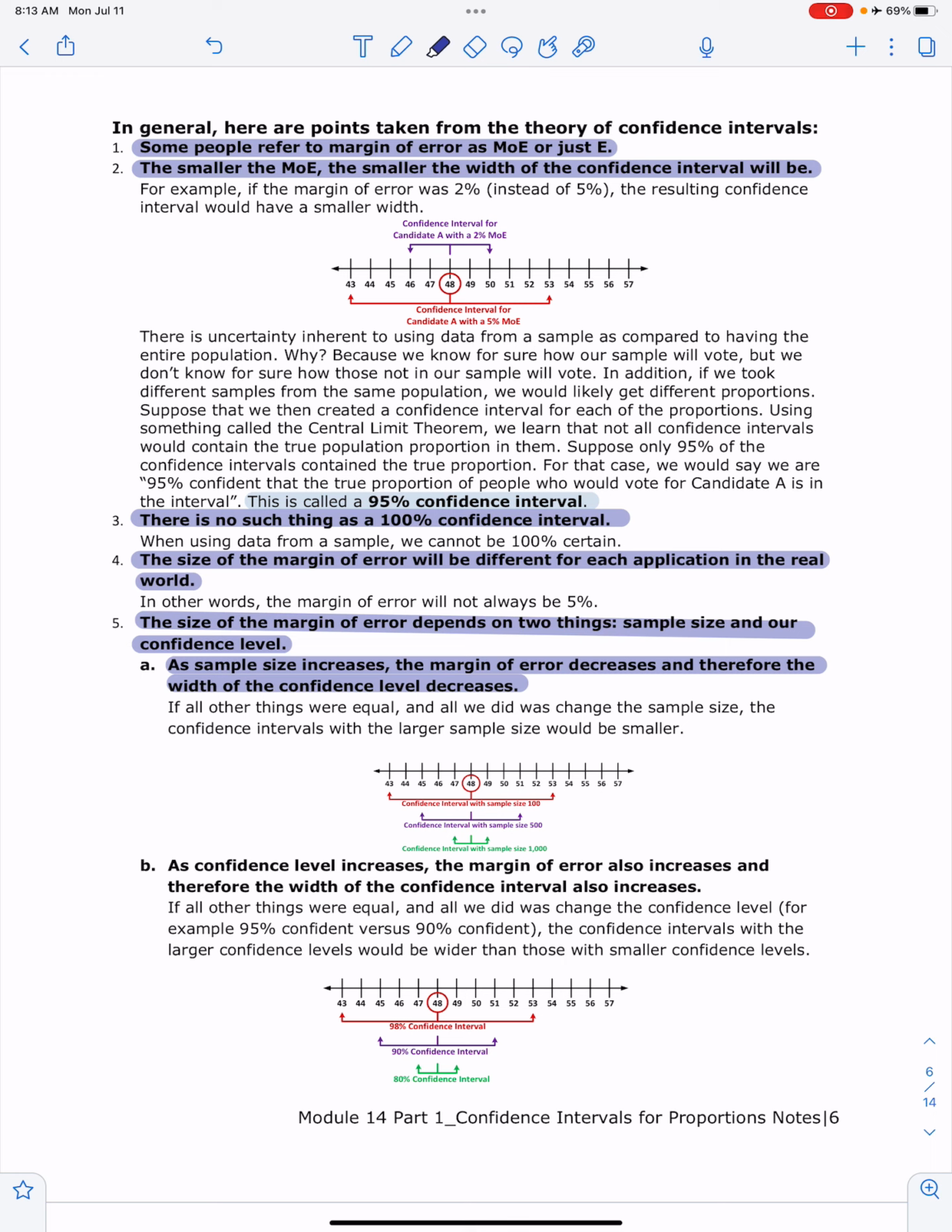Okay. Also, as the confidence level increases, the margin of error increases. And so the width of our confidence interval will also increase. And so we've got 2 pictures here that take a look at what happens in A as our sample size gets larger, and in B as our confidence interval gets smaller. Okay, smaller confidence interval, lower confidence level, larger confidence interval, larger confidence level.